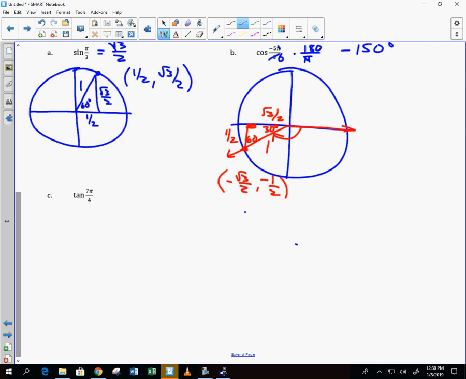Is it cosine the x value or the y value? The x value. So the cosine of negative 5 pi over 6 is equal to negative root of 3 over 2. What do you think about that? Not too bad? Let's do one more, and then we'll get to our worksheet.